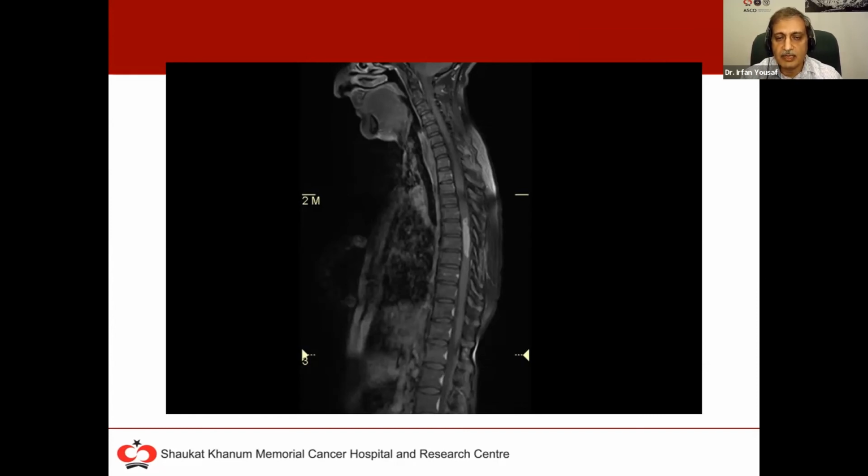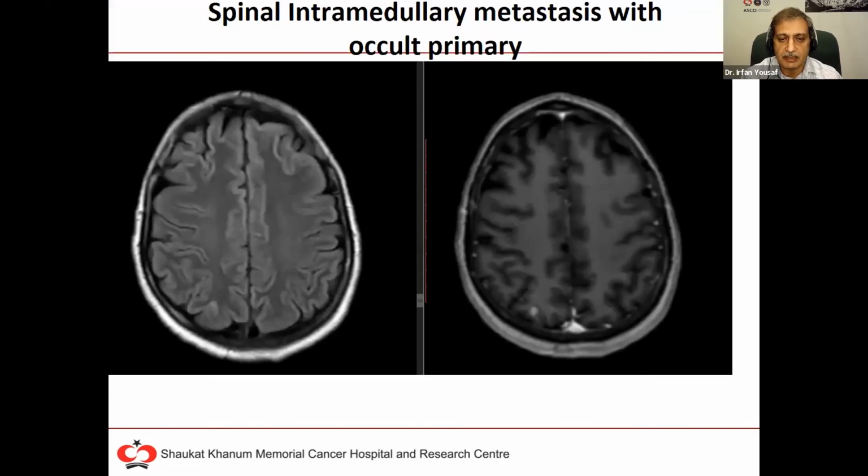And Aisha, if you could go back to the MR brain, we were looking at a little flare change in the right occipital area with the corresponding area of enhancement, which was really very small. And this was again pointing to maybe a metastatic process rather than a primary lesion. But the lesion in the spinal cord was actually quite large, which was very unusual.